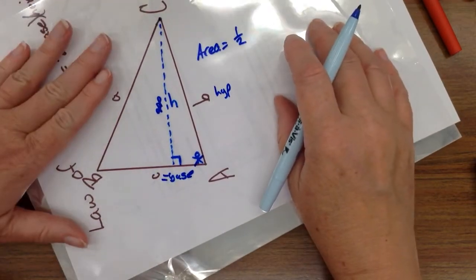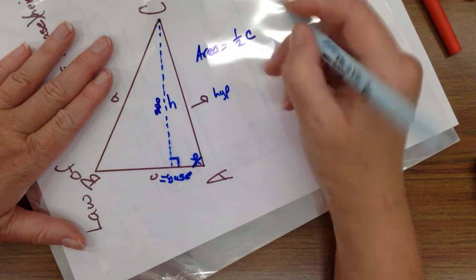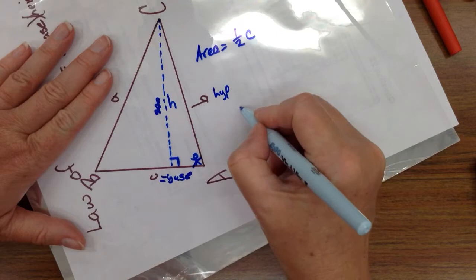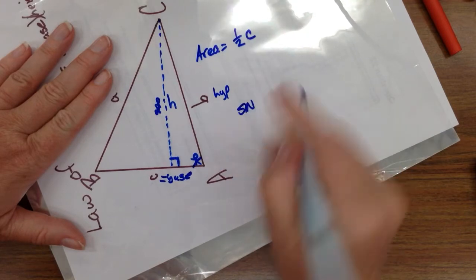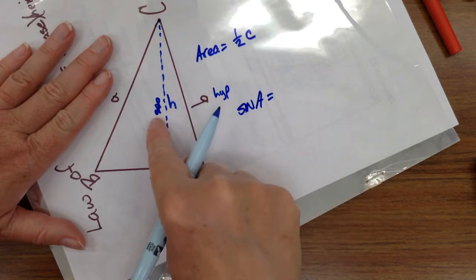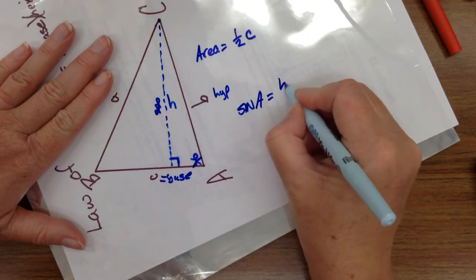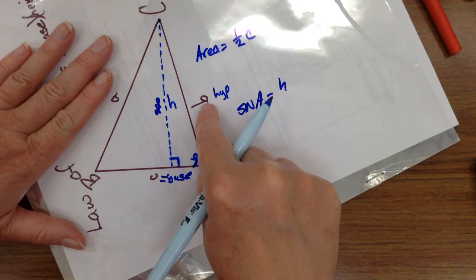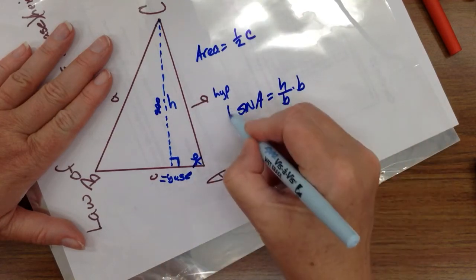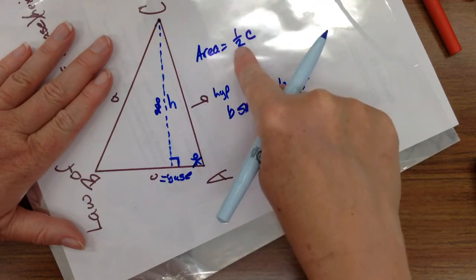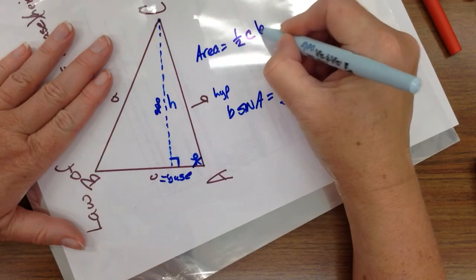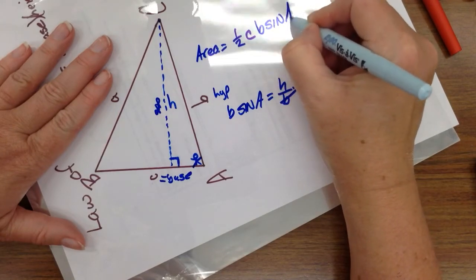Oops, it's a little hard to see there. The base is C. And to get the height, we're going to use the trig. The sine of angle A, that's where I stood, is the opposite H over the hypotenuse, our sideways B. I multiply by B on both sides. So this is 1/2 base, and this becomes the height, B sine A.